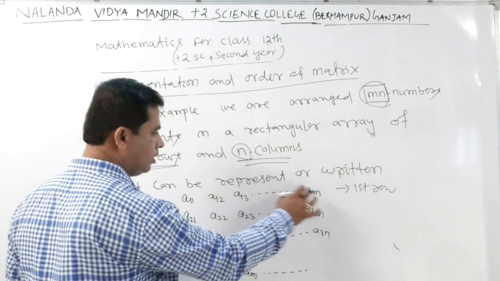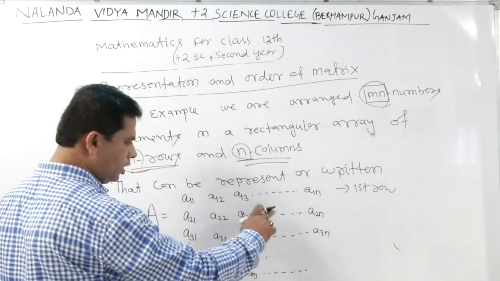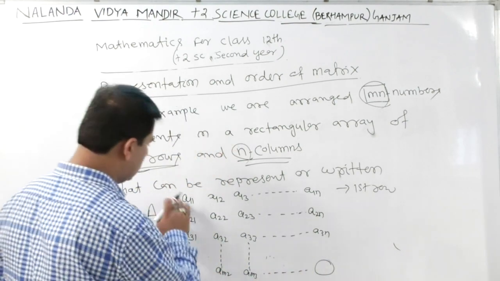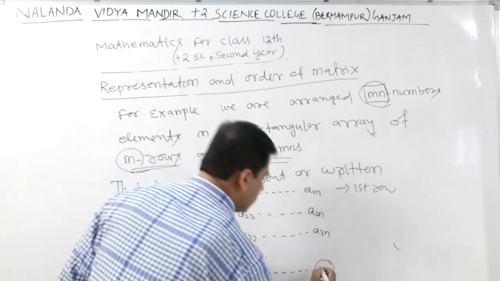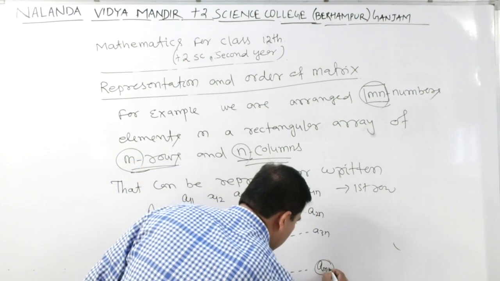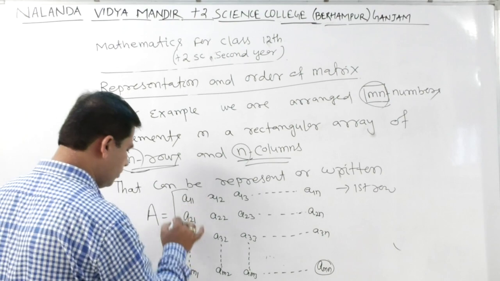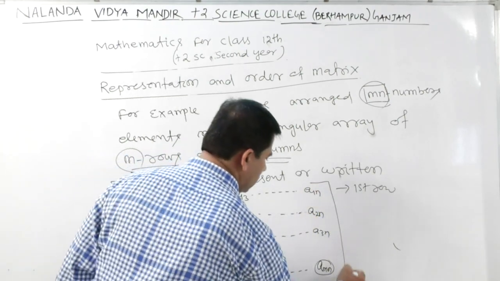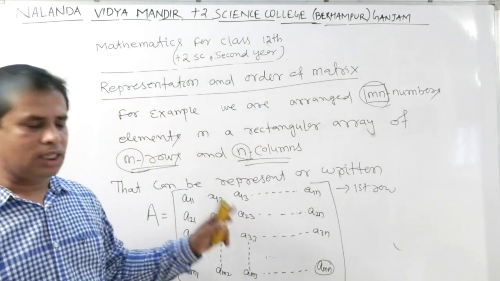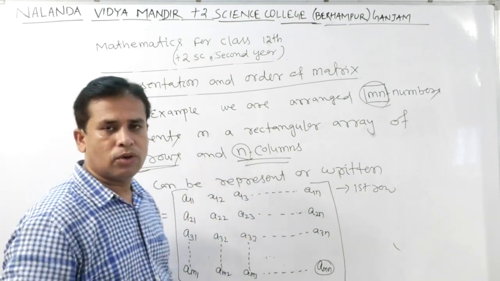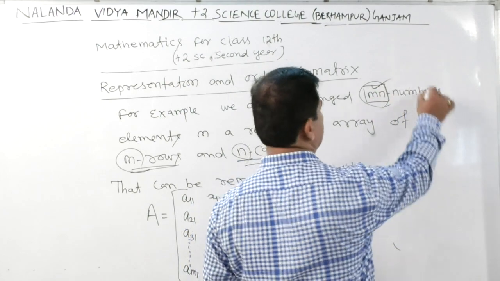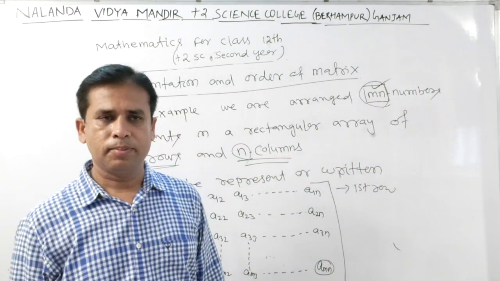Which row does this element belong to? First row, second row, third row, fourth row. This is our mth row and nth column. Therefore, we can write it Amn. Therefore, the total number of elements present in this matrix: how many rows? M rows and n columns. Therefore, total number of elements is mn. Okay.